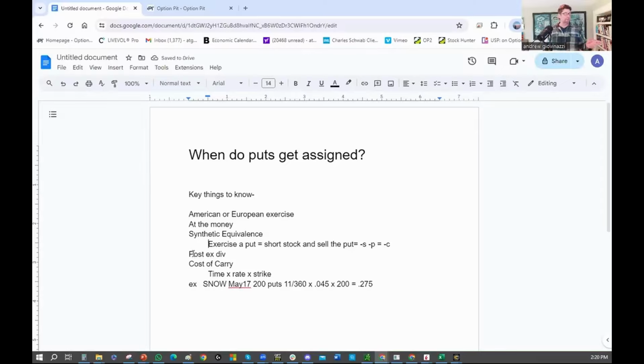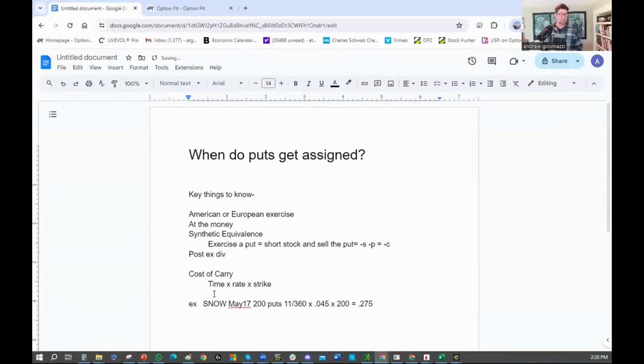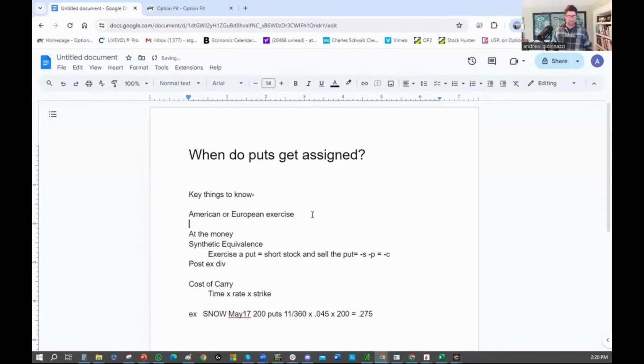Again, is the put post ex-div, meaning the day after ex-dividend, and also understanding how cost of carry works. We're going to walk through an example with Snow. So, first thing: what is American exercise? With American exercise, you can be assigned on any short option, anytime.